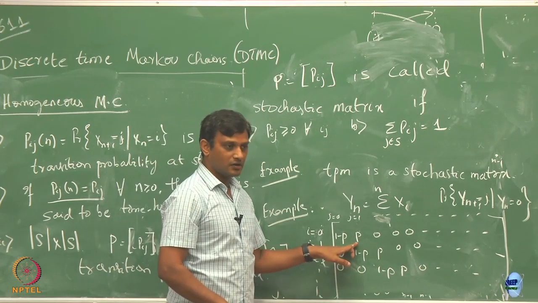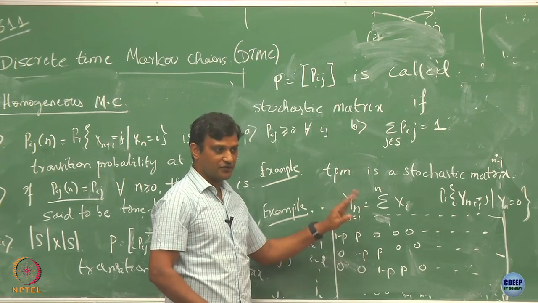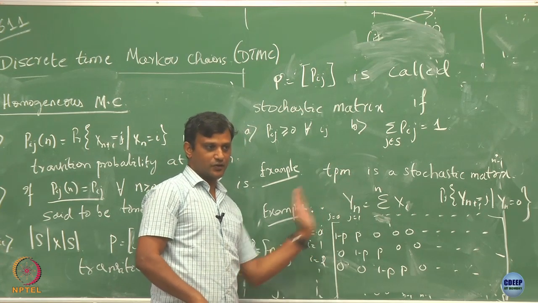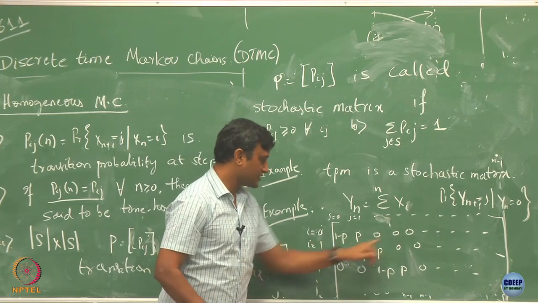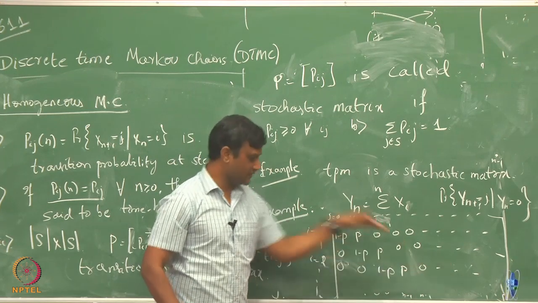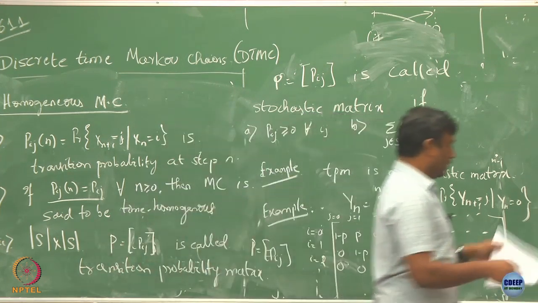So how does this matrix look like? Each row will be the shifted version of the previous row, shifted by one element towards the right. So this row is shifted here and you fill one like this, you keep on shifting and you can fill the entire matrix like this.